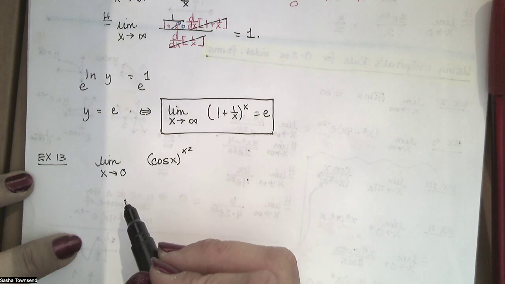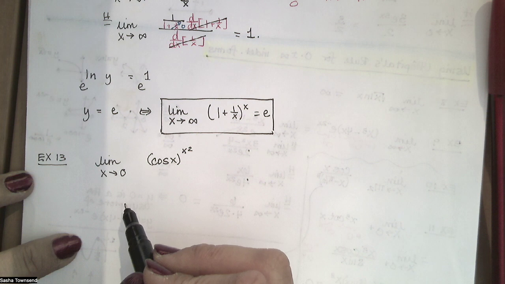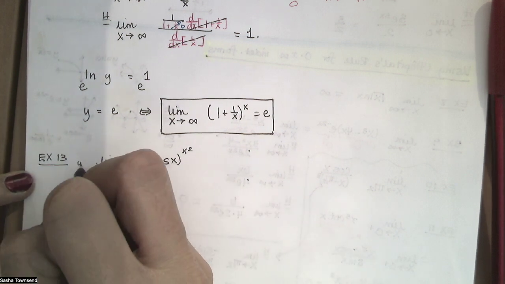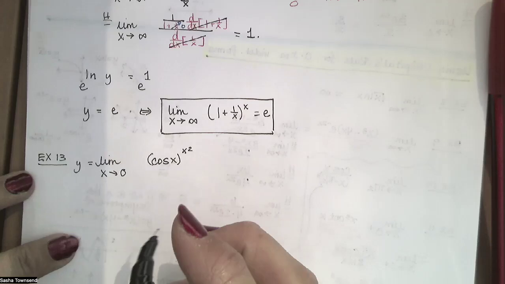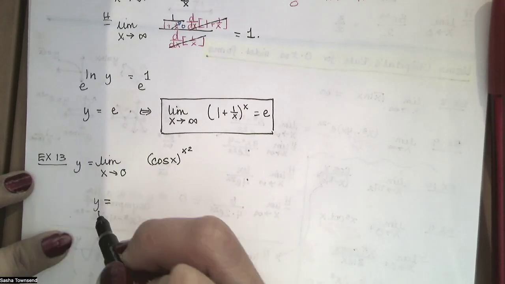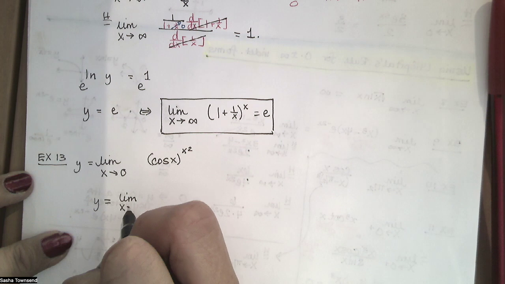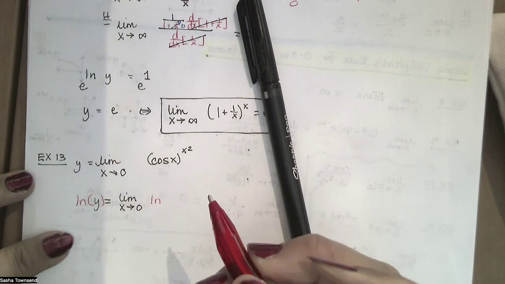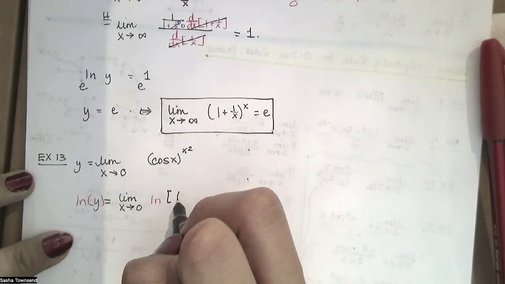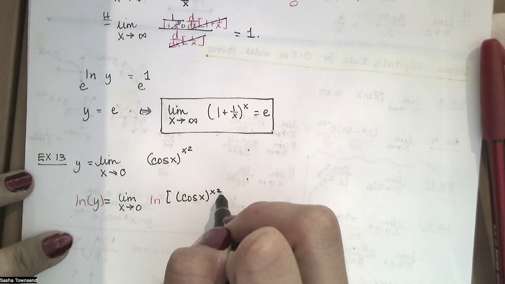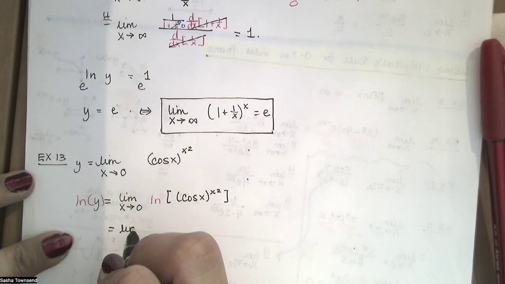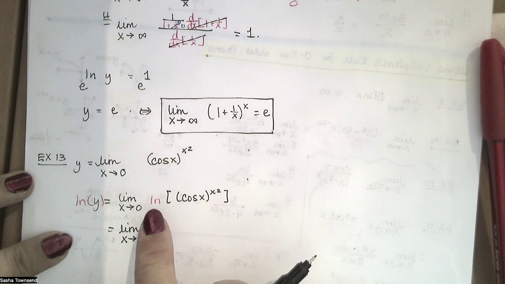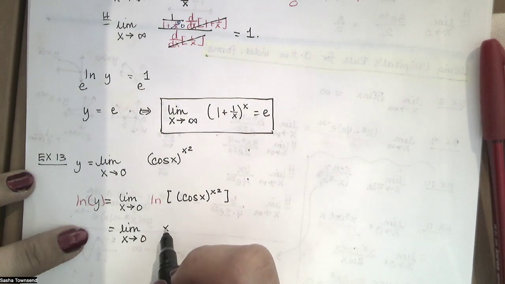So I think that the value of the limit should just be 1, right? Because 1 to the 0 is 1. I'm not sure if that works. So I'm going to let y equal that limit. And then we'll take the log of both sides again. And I've got log of something raised to a power, so we can bring that power out front.